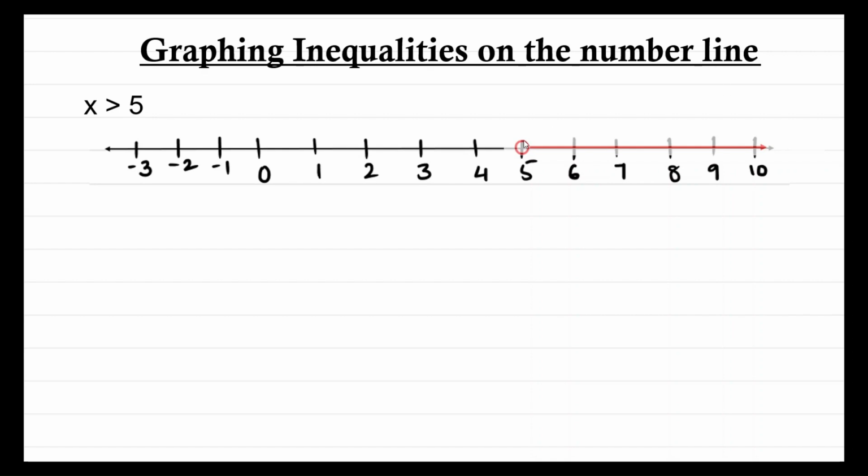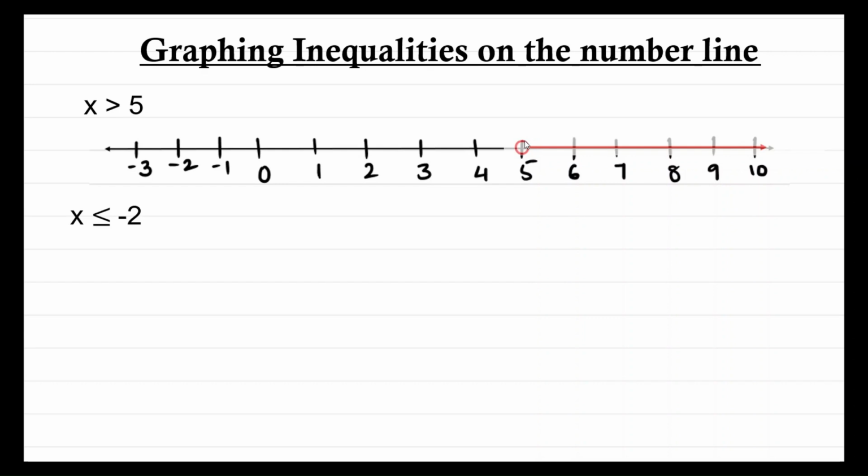If you look carefully, the circle at 5 is not shaded. It's an unshaded circle. Why? Because 5 is not included. X needs to be more than 5. Is it equal to 5? No, it's not. Since 5 is not included in the value of x, 5 is unshaded.